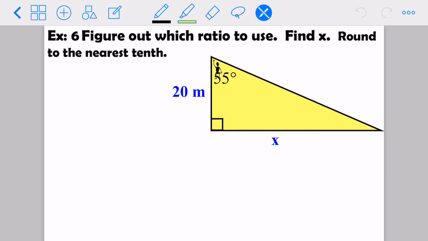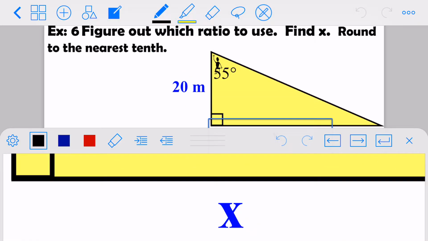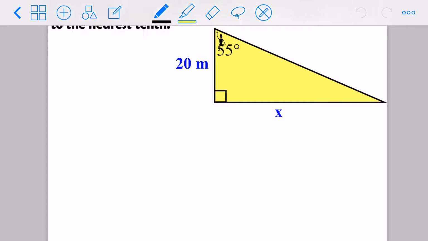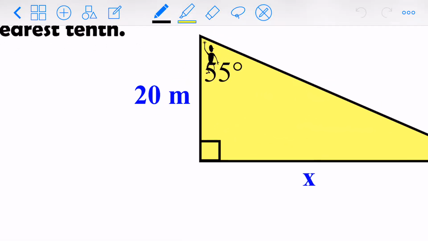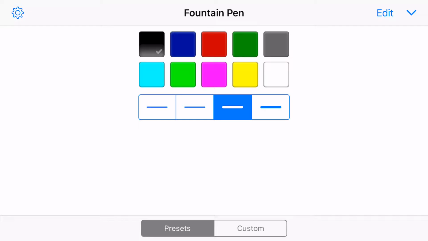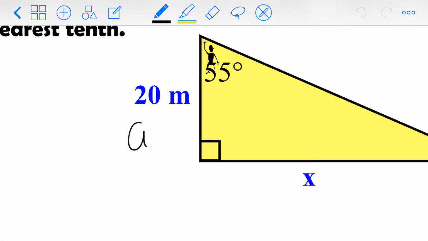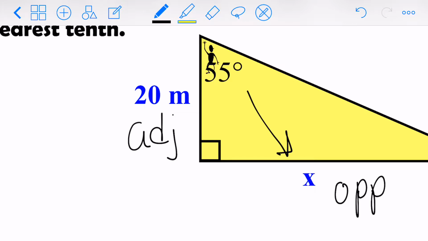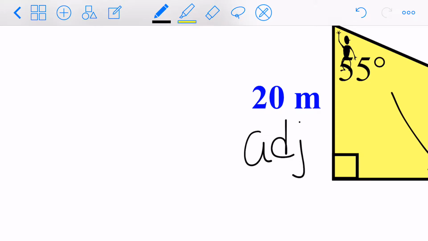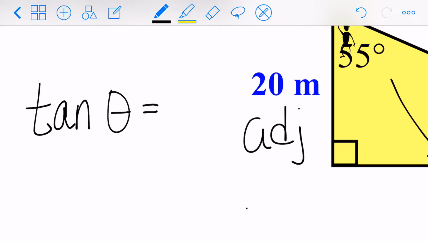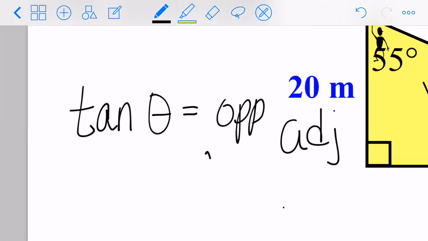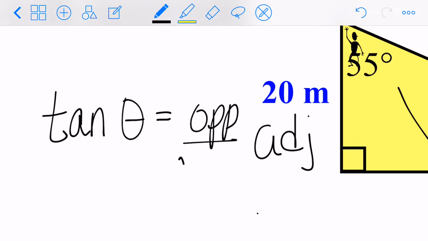So again, you're looking at your perspective and trying to figure out what trig functions you're going to need to use. In this one, we are given our adjacent side, and we're looking for our opposite side. So what trig function do we need that has opposite and adjacent in there? The only one that does is tangent. So you have tan theta, I'm just going to write it down, is opposite over adjacent.